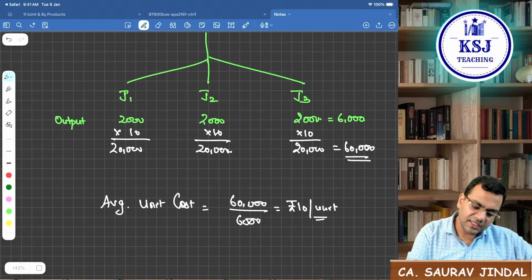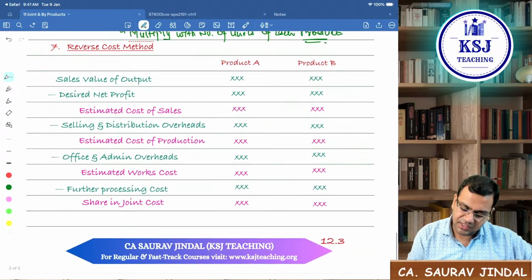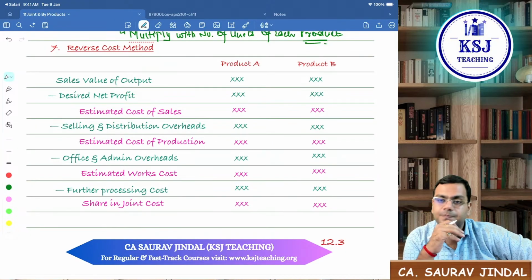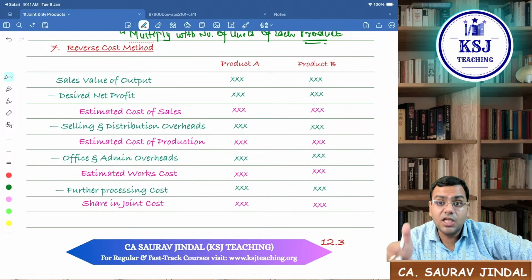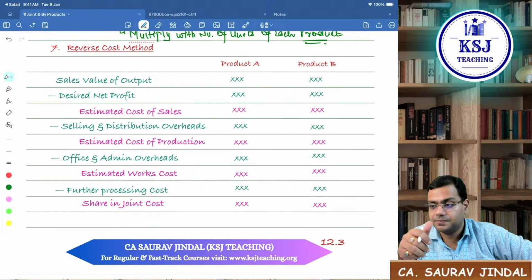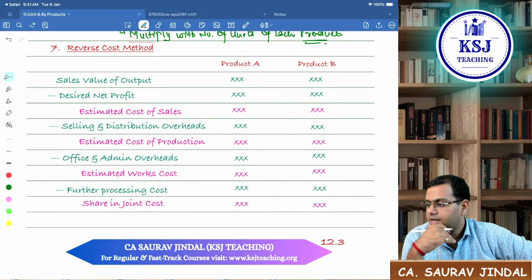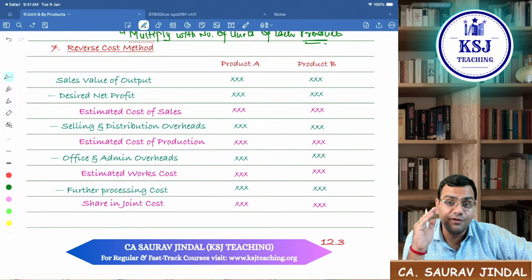So of these methods, sir, is there any specific important method? I would say any of the methods can be asked. Any of the methods they can ask you in the exam. And in the MCQ, joint and byproducts can come. High chances of the joint and byproduct part being asked in the MCQs. Very high chances. Right? So after this, we are left with just the last method, that is the reverse cost method.